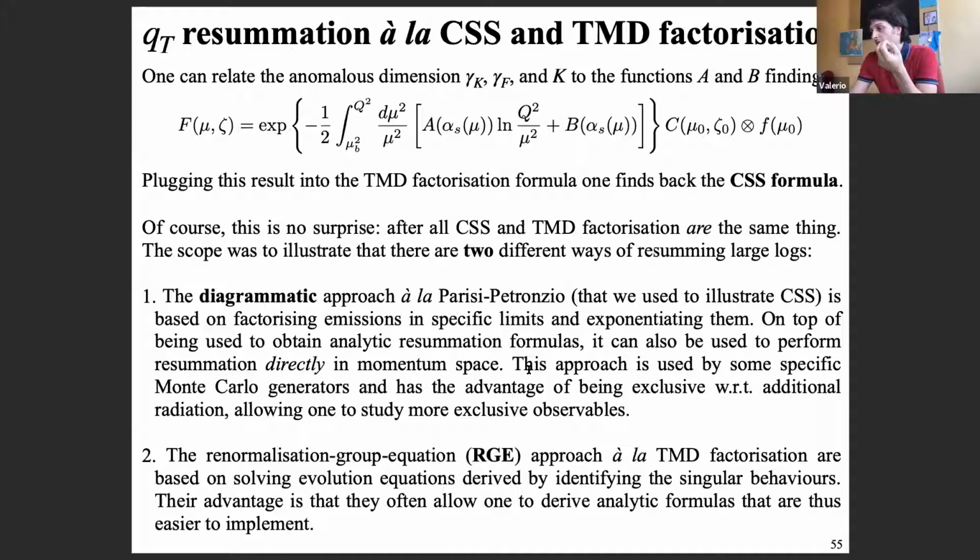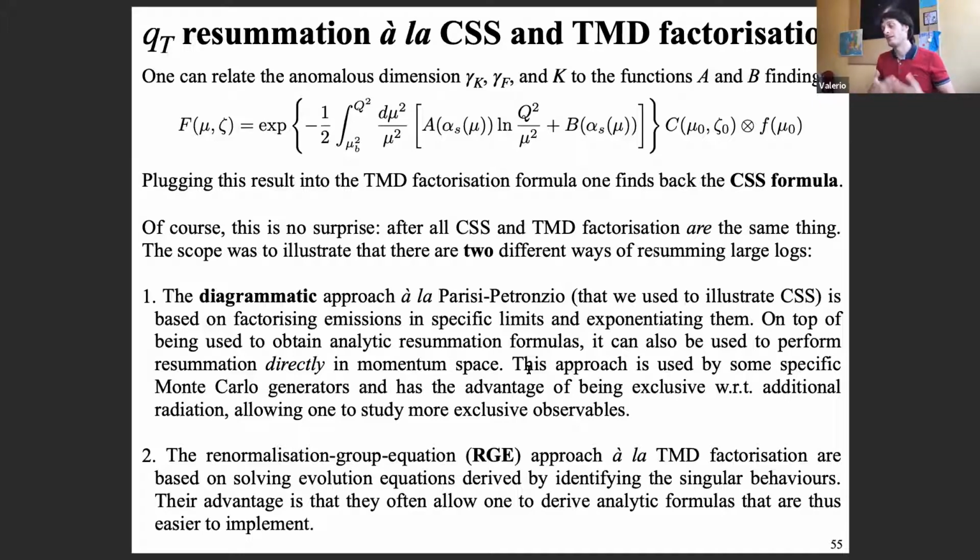This formalism is used by some Monte Carlo event generators. They are not general purpose Monte Carlo generators like those that, for instance, Stefan discussed yesterday, but specific Monte Carlo generators that implement this kind of resummation. And the advantage of working in momentum space is that you have access to the physics. You really can look at exclusive cross sections. You can, for instance, look at single gluons. So this is somehow more physically appealing because you can gain more insight into the physics of resummation.